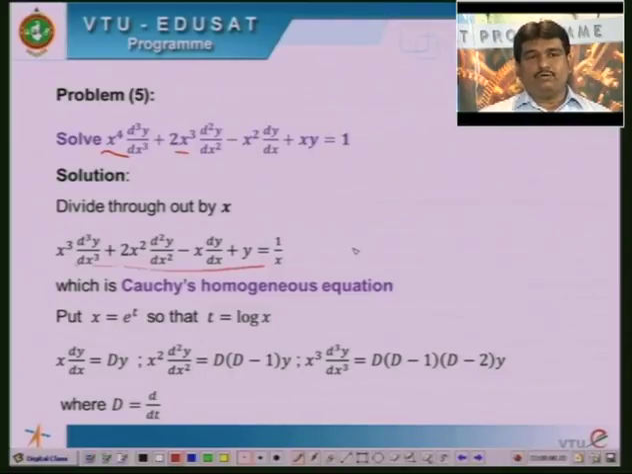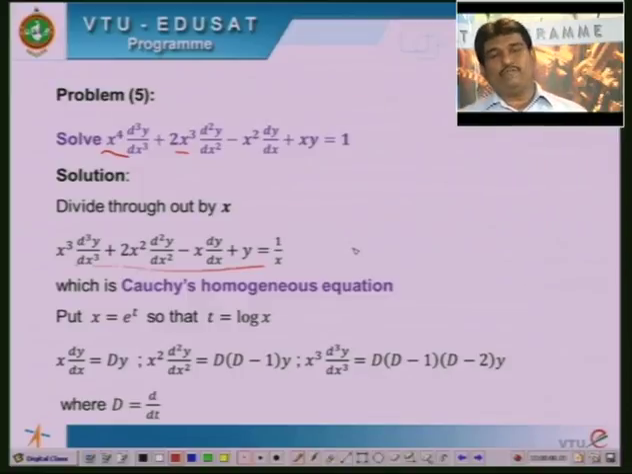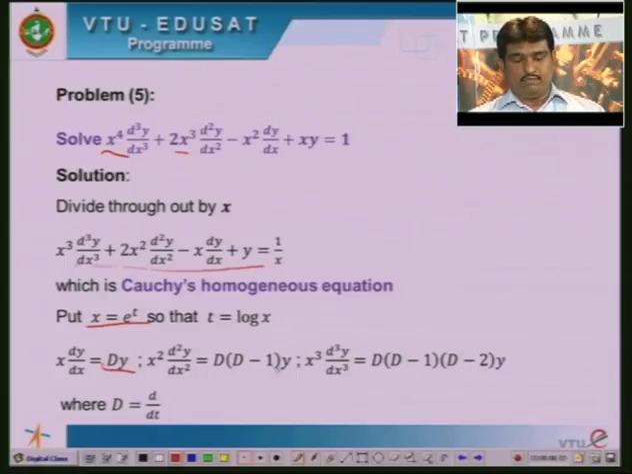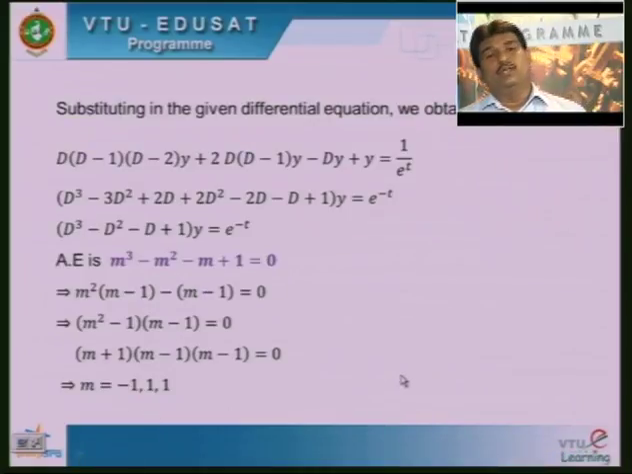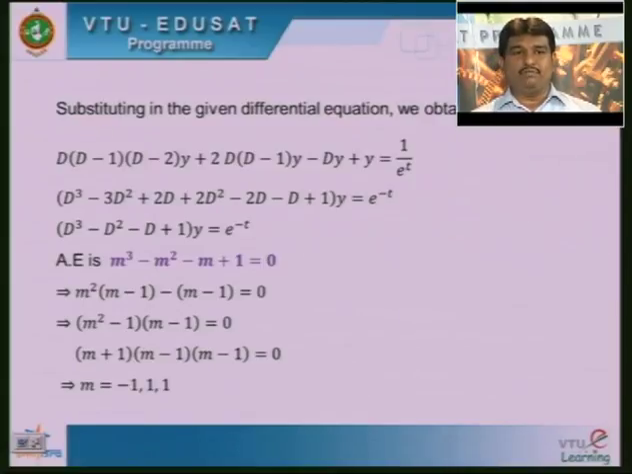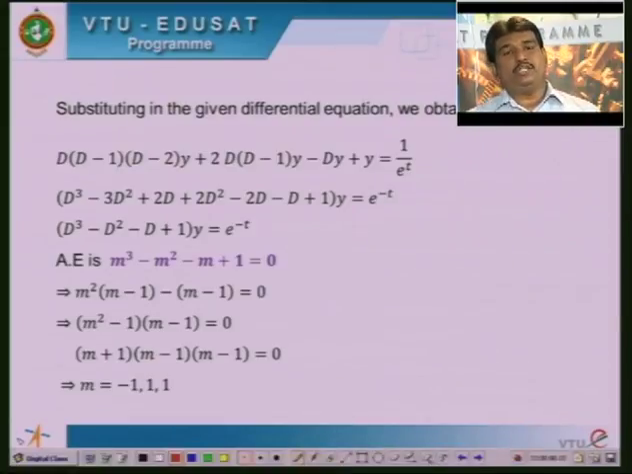This can be converted to a linear differential equation with constant coefficients using the substitution x equals to e to the power of t, so that t becomes log x and all the terms with variable coefficients get converted into terms with constant coefficients, d into d minus 1 into y, d into d minus 1 into d minus 2 into y and so on, where d represents derivative with respect to the new independent variable t.